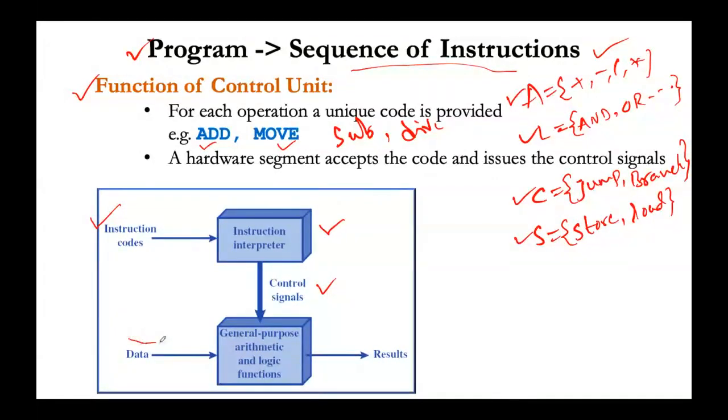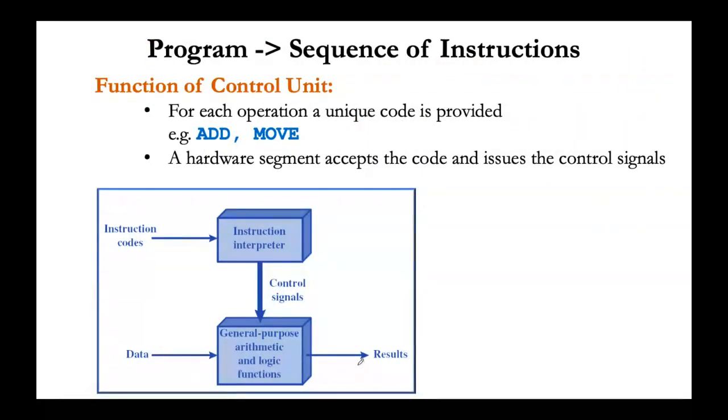To perform the operation, you need to provide the operands, that is data. This data will be stored in the general purpose registers, and from there it will be supplied to our arithmetic and logic units, and ultimately we'll get the results. These results will be stored either in the register, in the memory, or in the cache memory that we observed in the previous classes when we talked about the addressing modes.